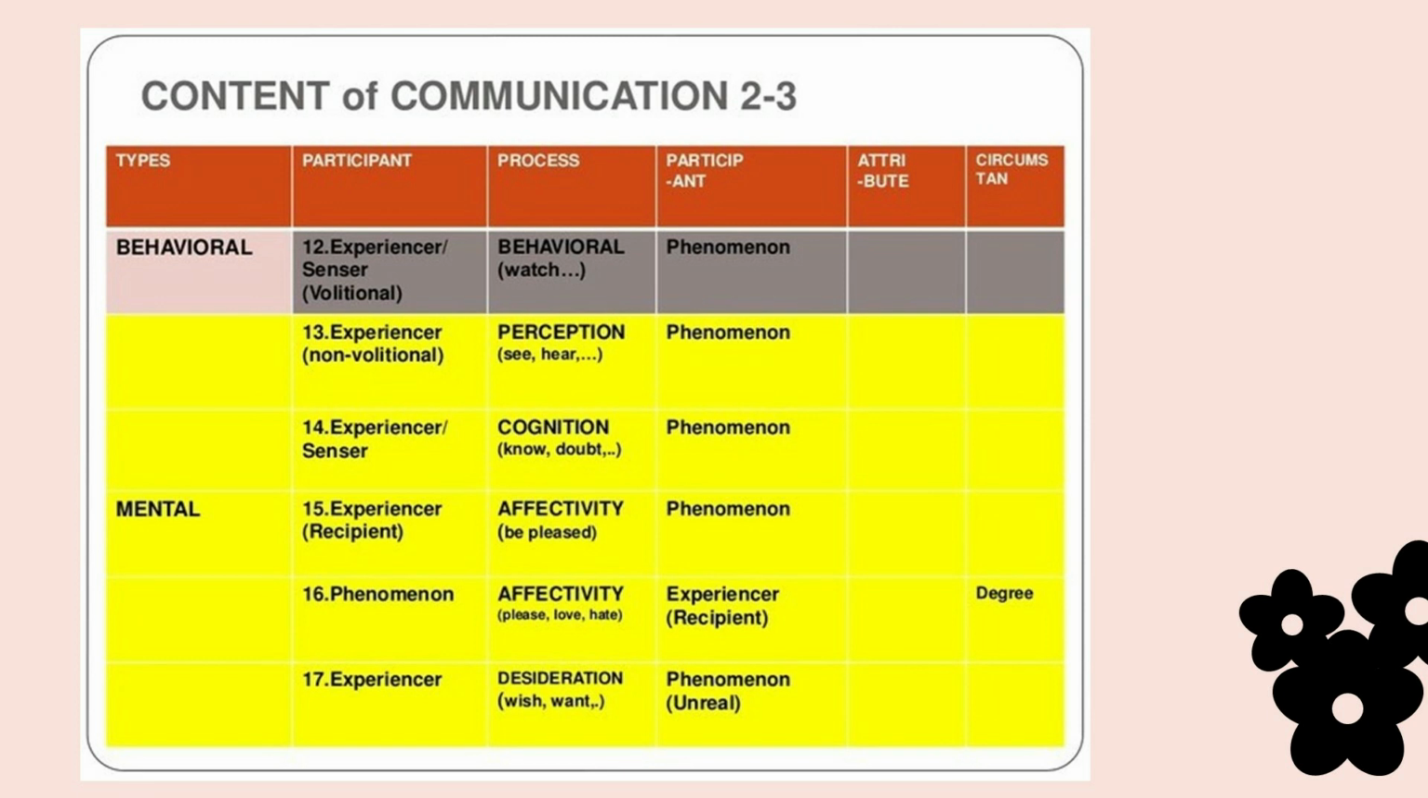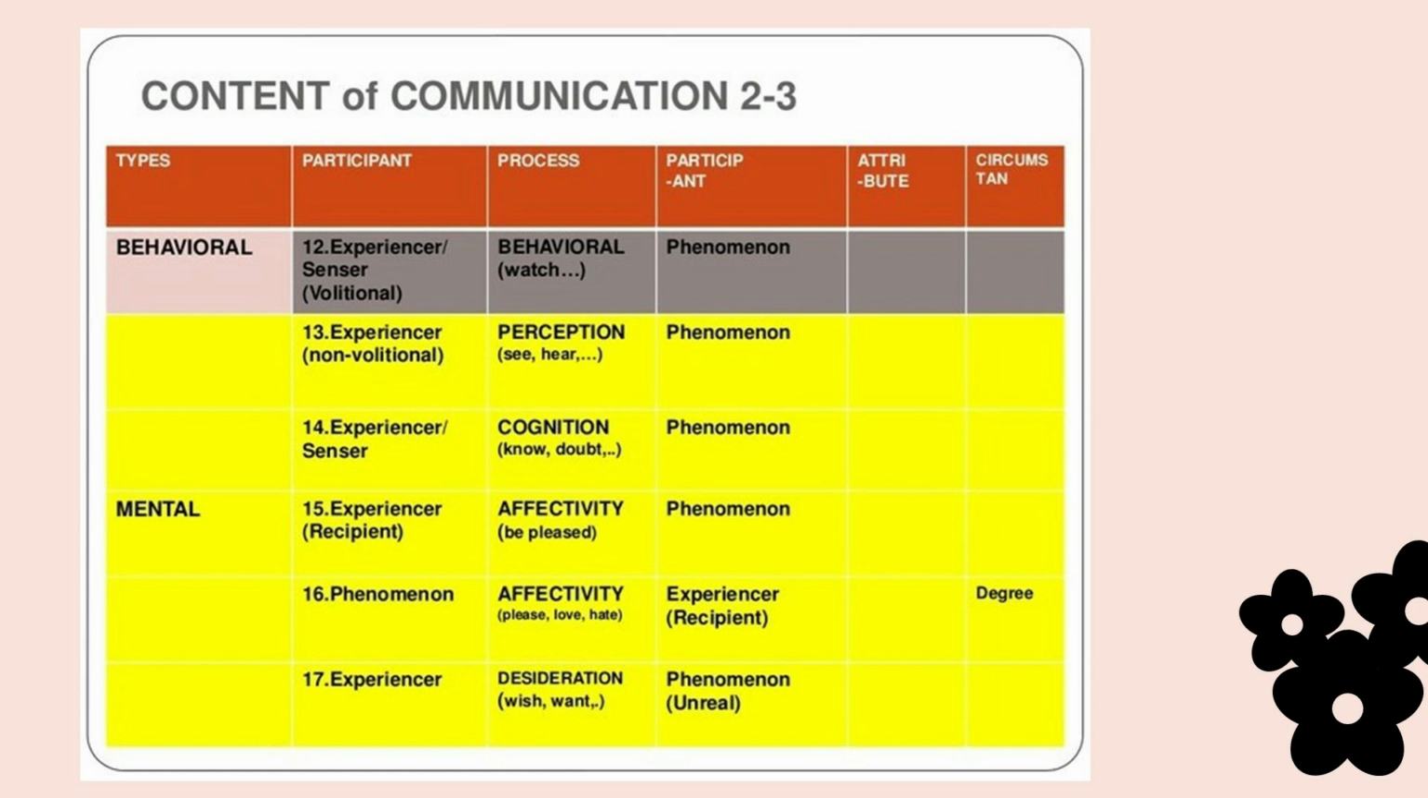Talk about content of communication. There are two types of content of communication. There are behavioral and also mental. The first type is behavioral. The participants are called experiencer or sensor. For example, volitional. The process is behavioral, for example watch. Then the participant is called phenomenon.